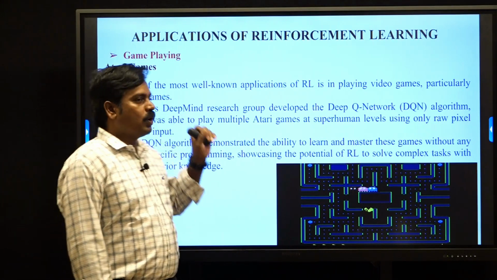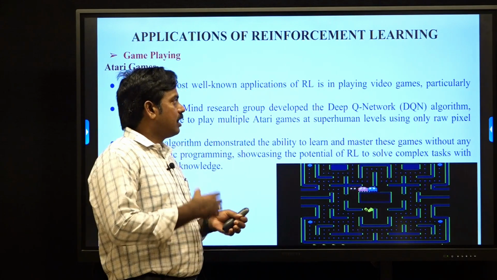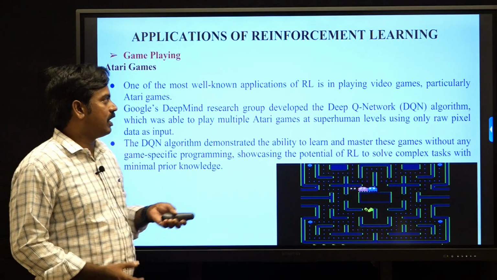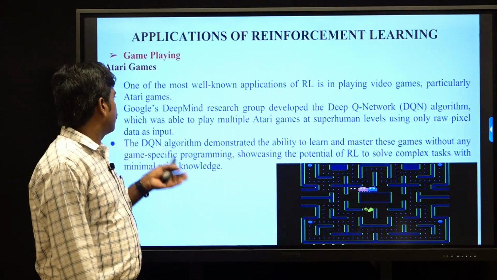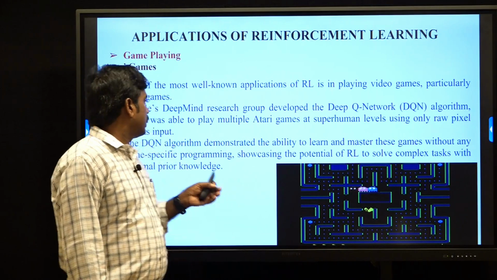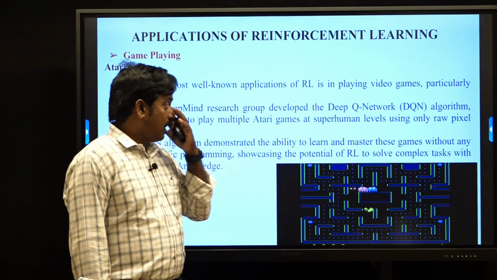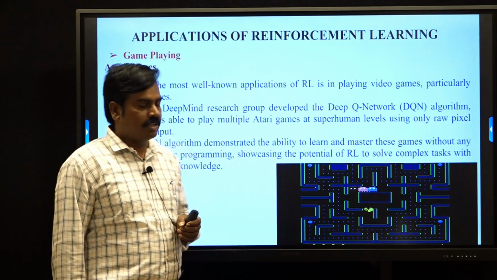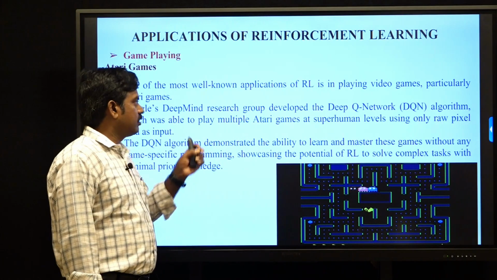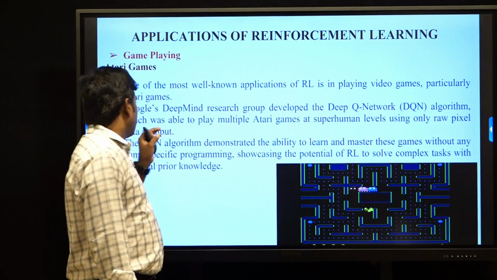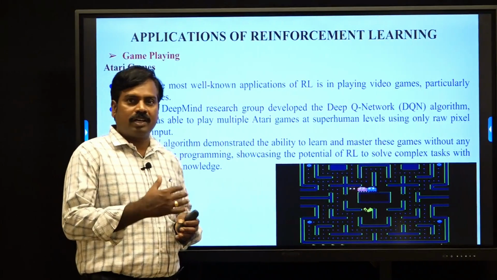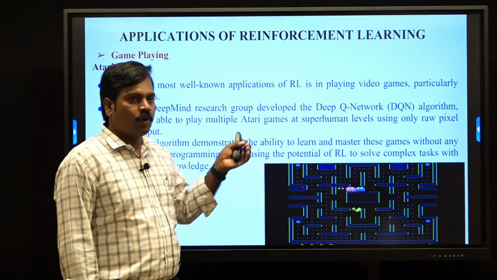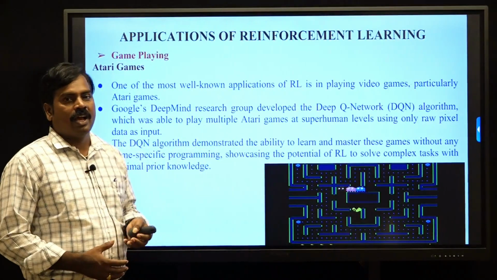The most well-known application of reinforcement learning is game playing, mostly in video games. Particularly in Atari games, the Google DeepMind research group developed the Deep Q Network, or DQN, which is one of the reinforcement learning algorithms. It was able to play multiple Atari games at a superhuman level, using only raw pixel data, and it defeated the experts also.